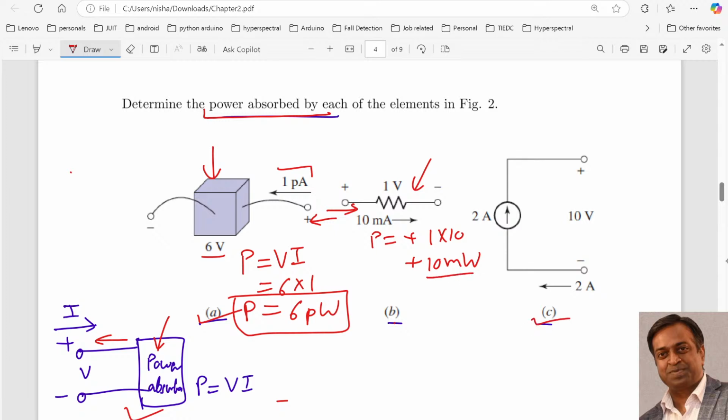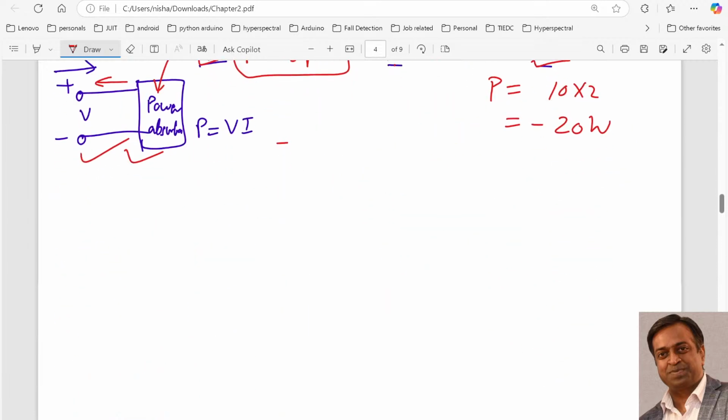Now coming to the C part, over here you can see that the current is entering the negative terminal, and current entering the negative terminal means that the current is leaving the positive terminal. Since it is leaving the positive terminal, it must be the supplier as per this. So the power will be VI, which is 10 into 2, which is 20. But since it is a supplier, it is minus 20 watt.